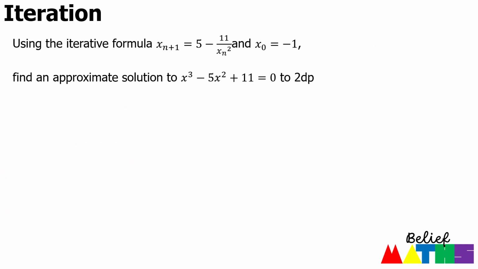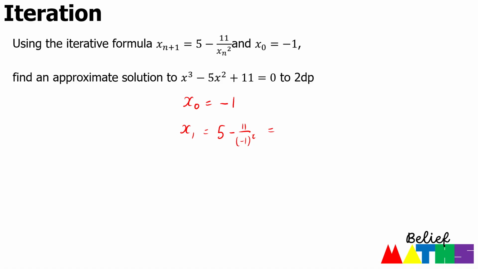Now this is the more typical example of what you'd expect to see here. It gives you an iterative formula, it gives you an initial value and asks you to find an approximate solution, in this case to 2 decimal places, or it might say find x1, x2, x3. So I always recommend you start by writing x0 is equal to the value they give you, so -1. That way you can keep track of what x you're on. Then we have x1 is equal to, and we're going to substitute this -1 in there. So we're going to get 5 minus 11 over -1 squared.